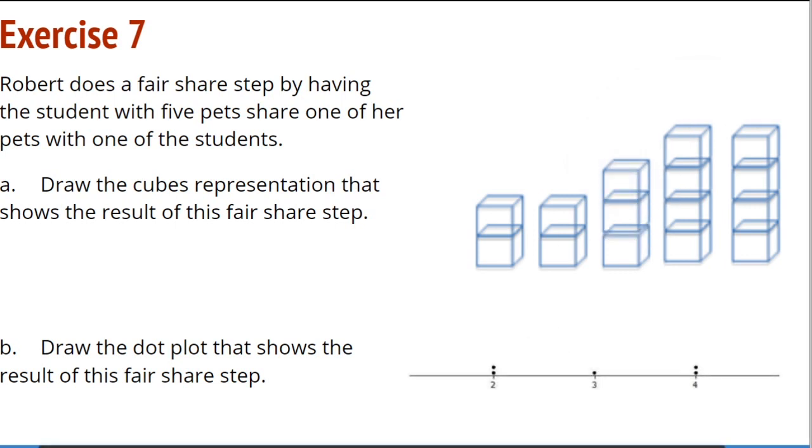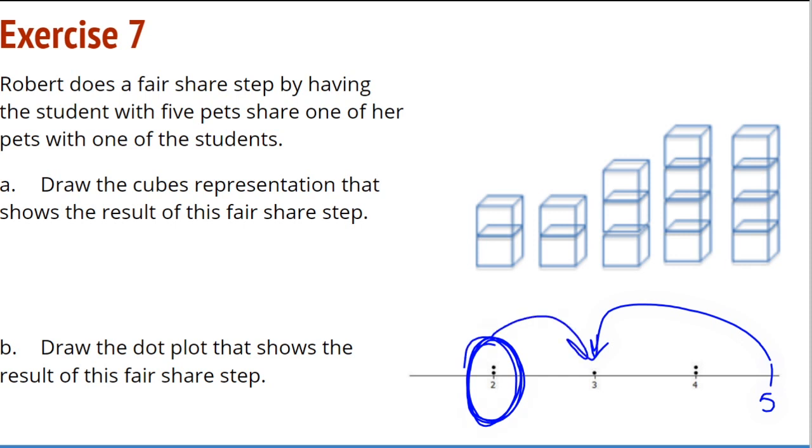And the dot plot is going to be similar. We no longer have a student that had 5 pets because they gave away one of theirs so that a person had 3 pets. Remember, we had 3 people that had 2 pets. Well, now one of them has 3 pets.